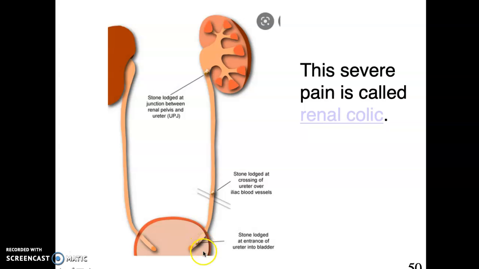Or the stone could lodge at the entrance of the ureter coming into the bladder. That's a slight narrowing there that could cause a lot of pain also. So there are lots of different places to look for these stones when this poor patient is suffering with abdominal pain.